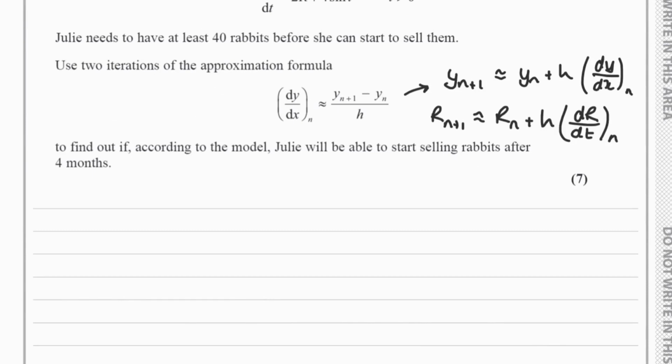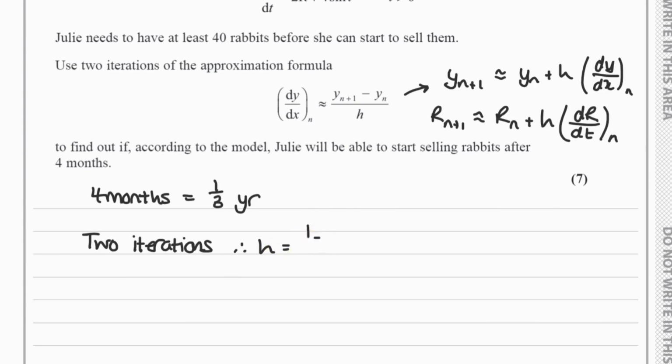So a few things we need to try to work out here. We need to work out what h is as we're going along, and then we want to find our successive values. So we know that we need to work in years. So 4 months is equal to a third of a year. So we want 2 iterations. So therefore, our step, our h, is 1/6, a half of that third.